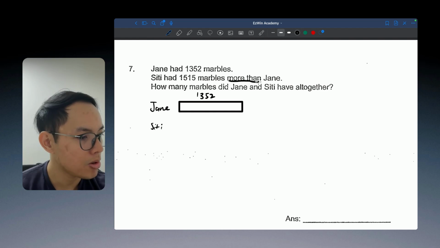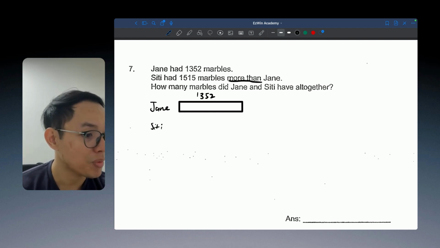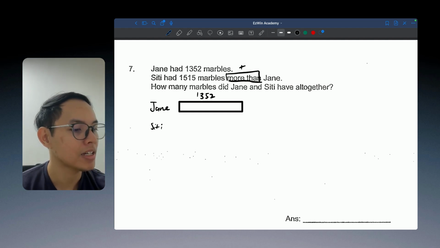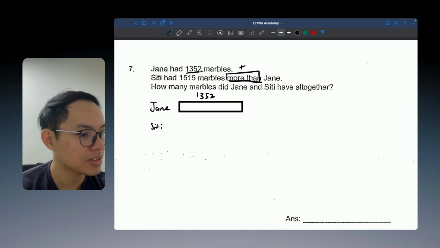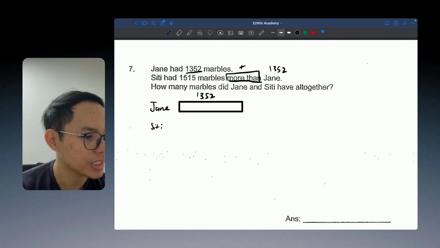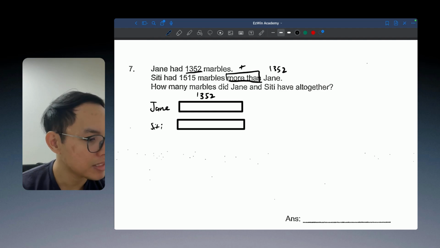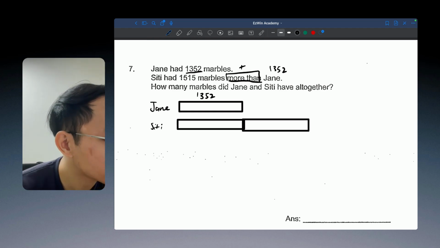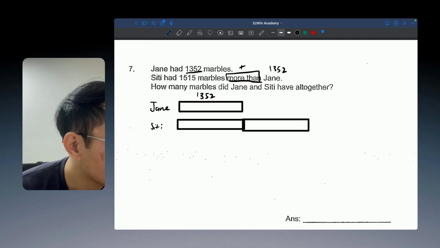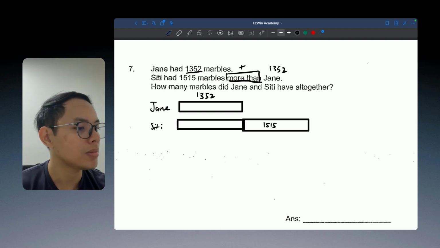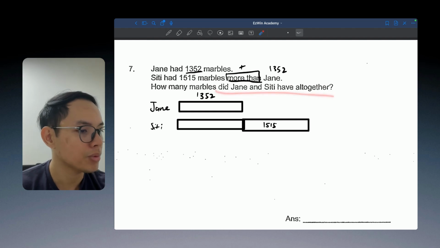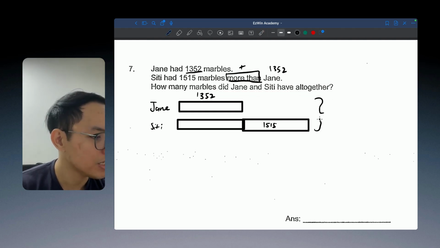So it says here more than. So more than means, if you remember plus, right? Plus, right? So City plus Jane. So Jane is what? 1,352, right? So in this case, City has the same number of marbles, 1,352, right? And then more than means plus, so plus an addition of 1,515, as what you see here. So how many marbles do all of them have together?